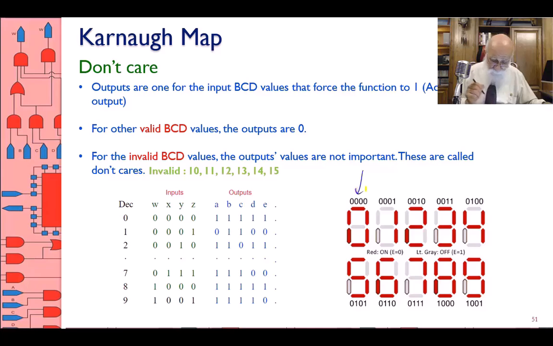This is 0. Input 0001 is this. Input 2 is this. Input 3, I'm showing it this. Input 4 is this, and so on and on. Okay? And input 9 is this.